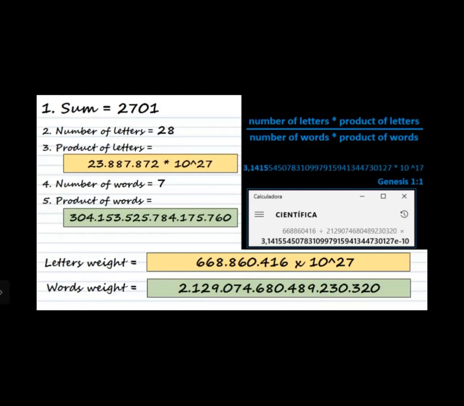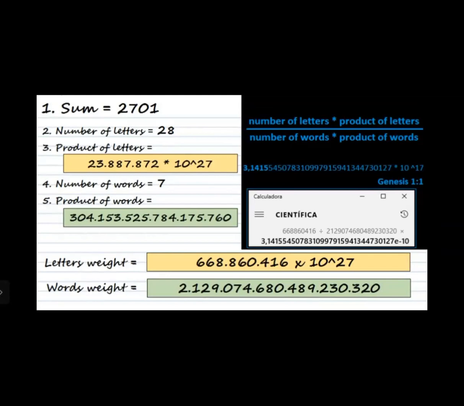The letters weight is 668, 860410 by 10 to the 27th power. The words weight, not the letters weight, is 2129, and you see that long number at the very bottom there.